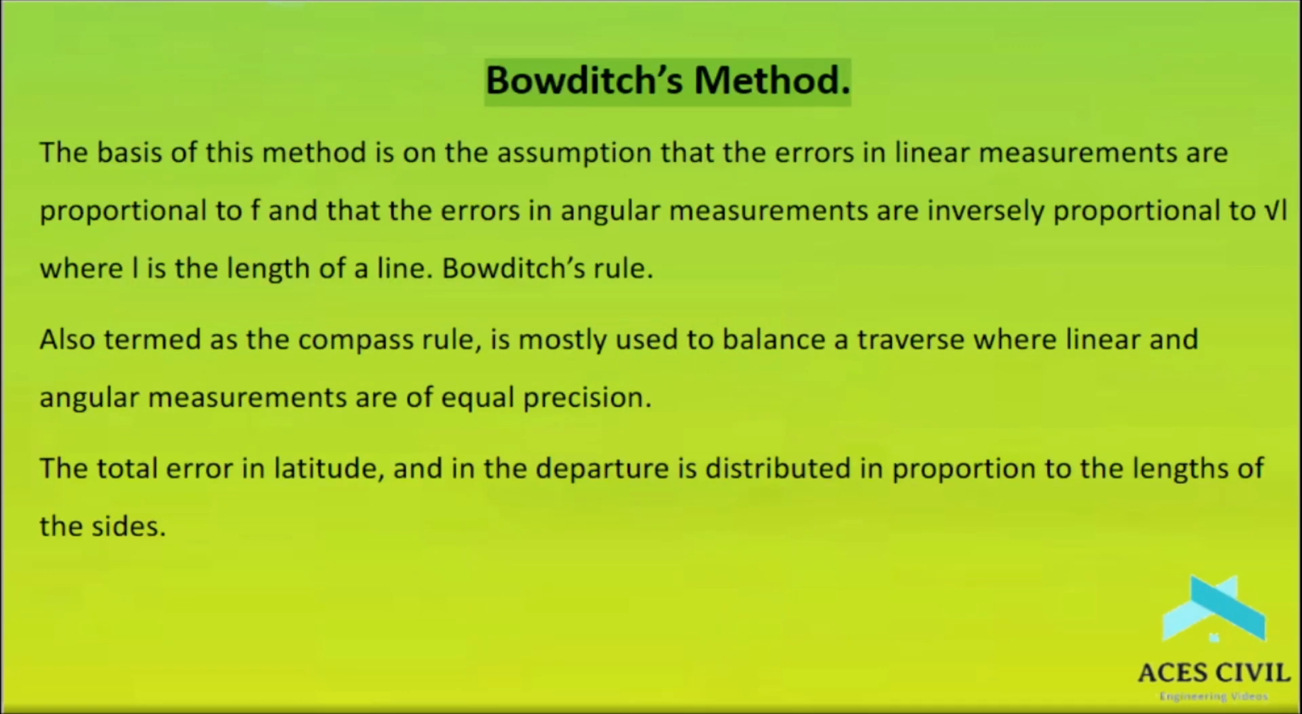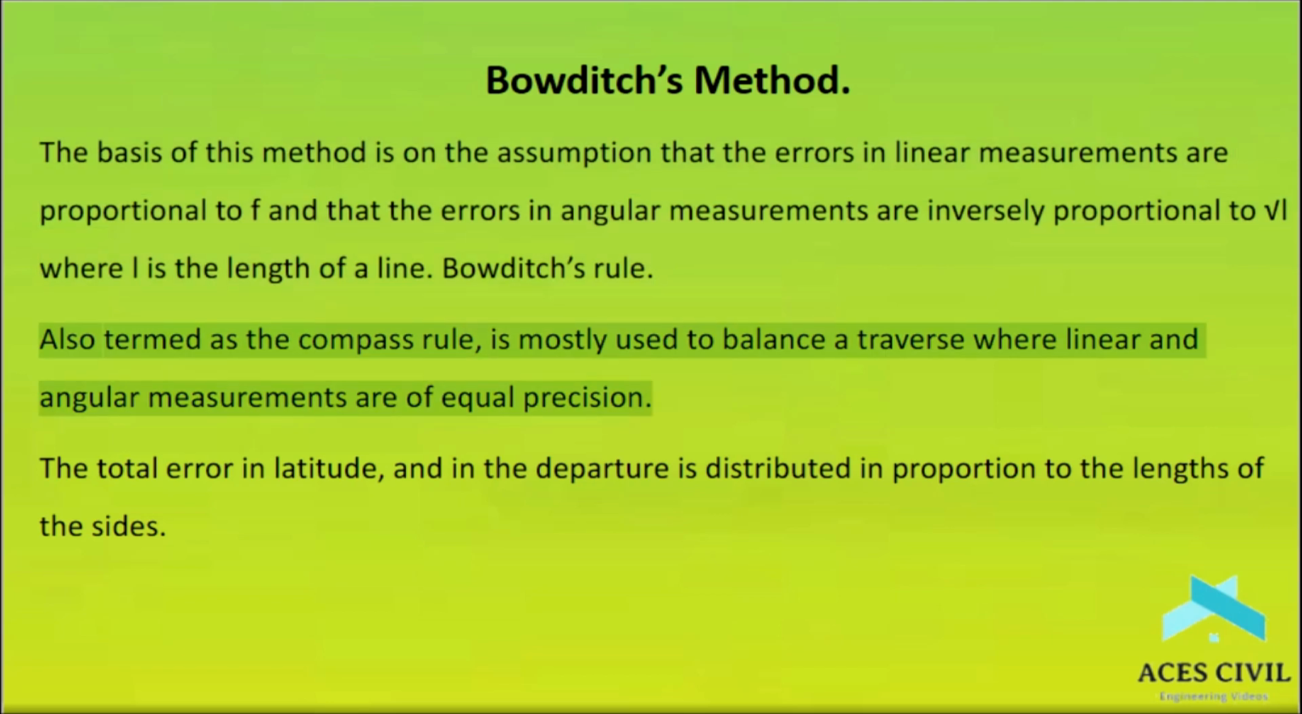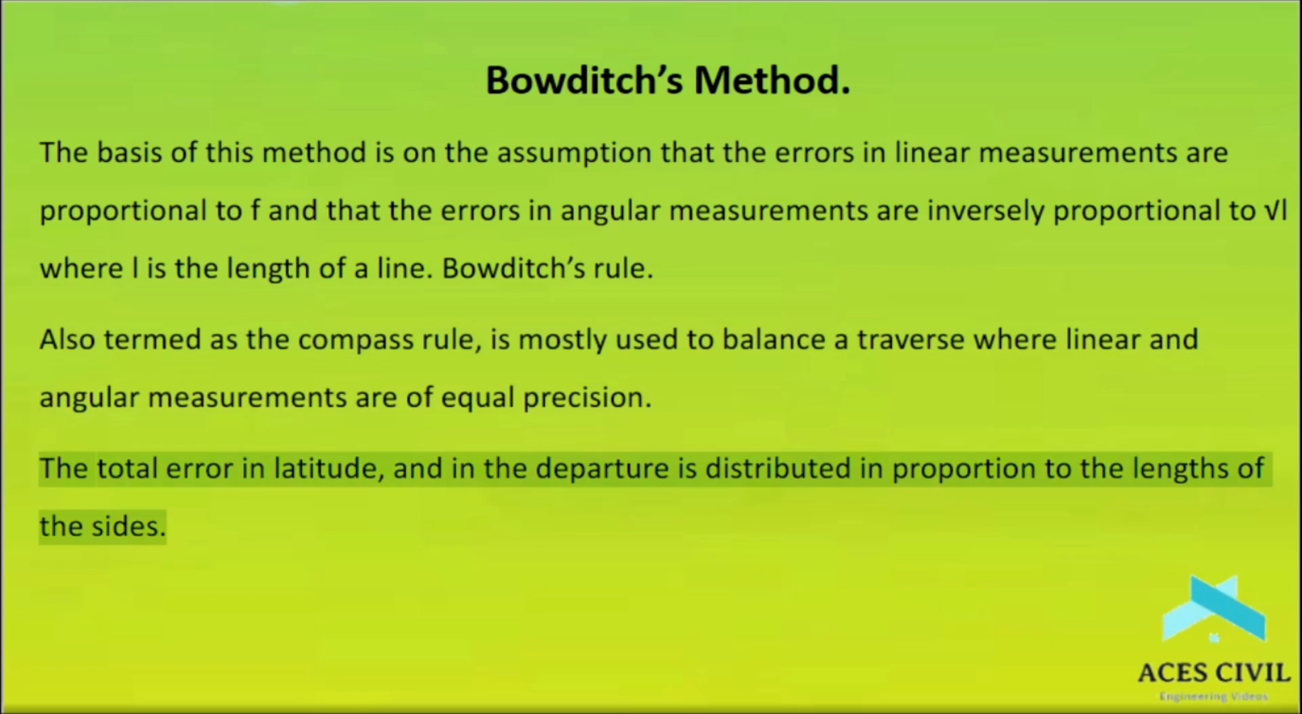Bowditch's method. The basis of this method is the assumption that the errors in linear measurements are proportional to √L and that the errors in angular measurements are inversely proportional to √L, where L is the length of a line. Bowditch's rule, also termed the compass rule, is mostly used to balance a traverse where linear and angular measurements are of equal precision. The total error in latitude and in the departure is distributed in proportion to the lengths of the sides.